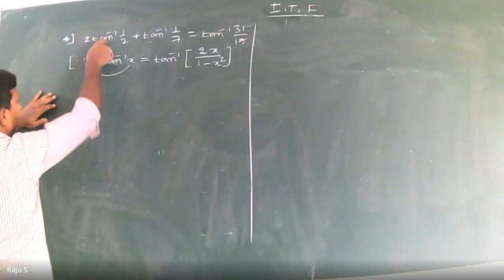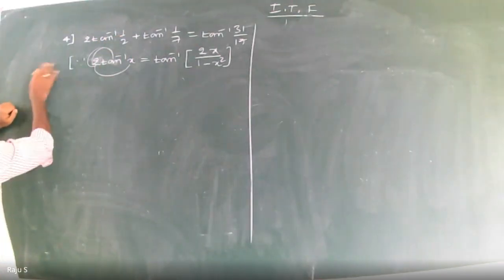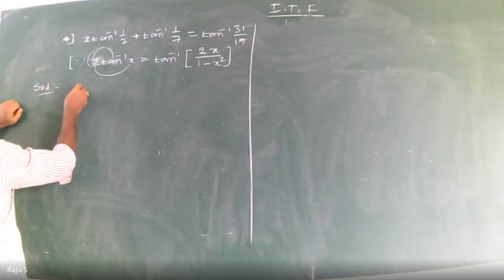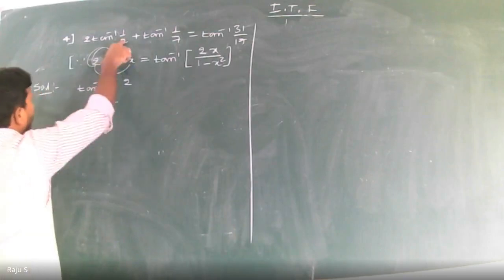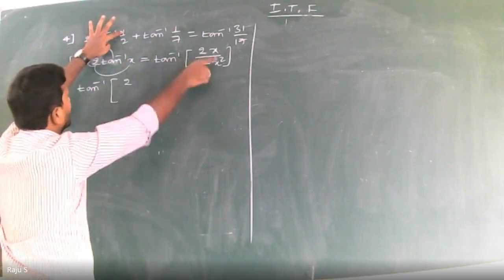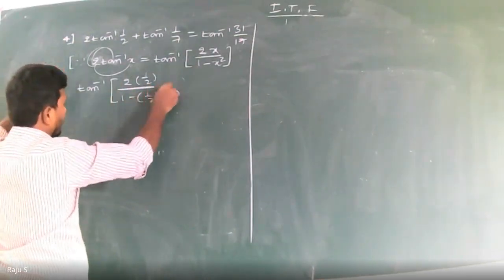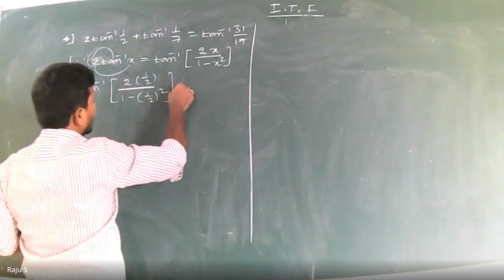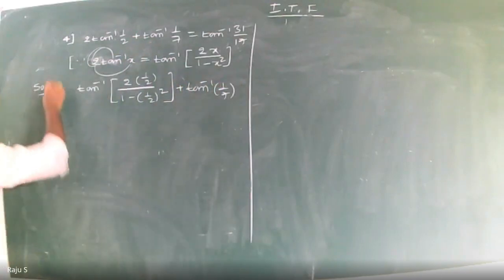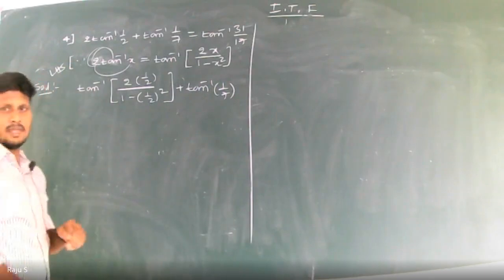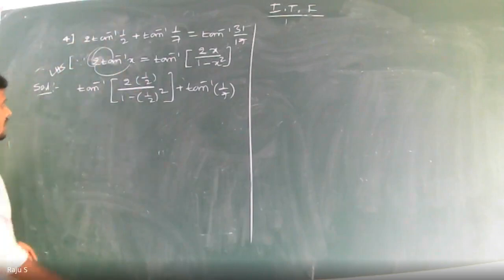This is the same as 2 tan inverse, where the x value is 1 by 2. So we can apply that. We will get tan inverse of 2 into, what is the x value? 1 by 2. 2x, that is 2 into 1 by 2, by 1 minus 1 by 2 the square, plus tan inverse 1 by 7. I am taking the LHS here. This 2 tan inverse 1 by 2 I have written like this now.